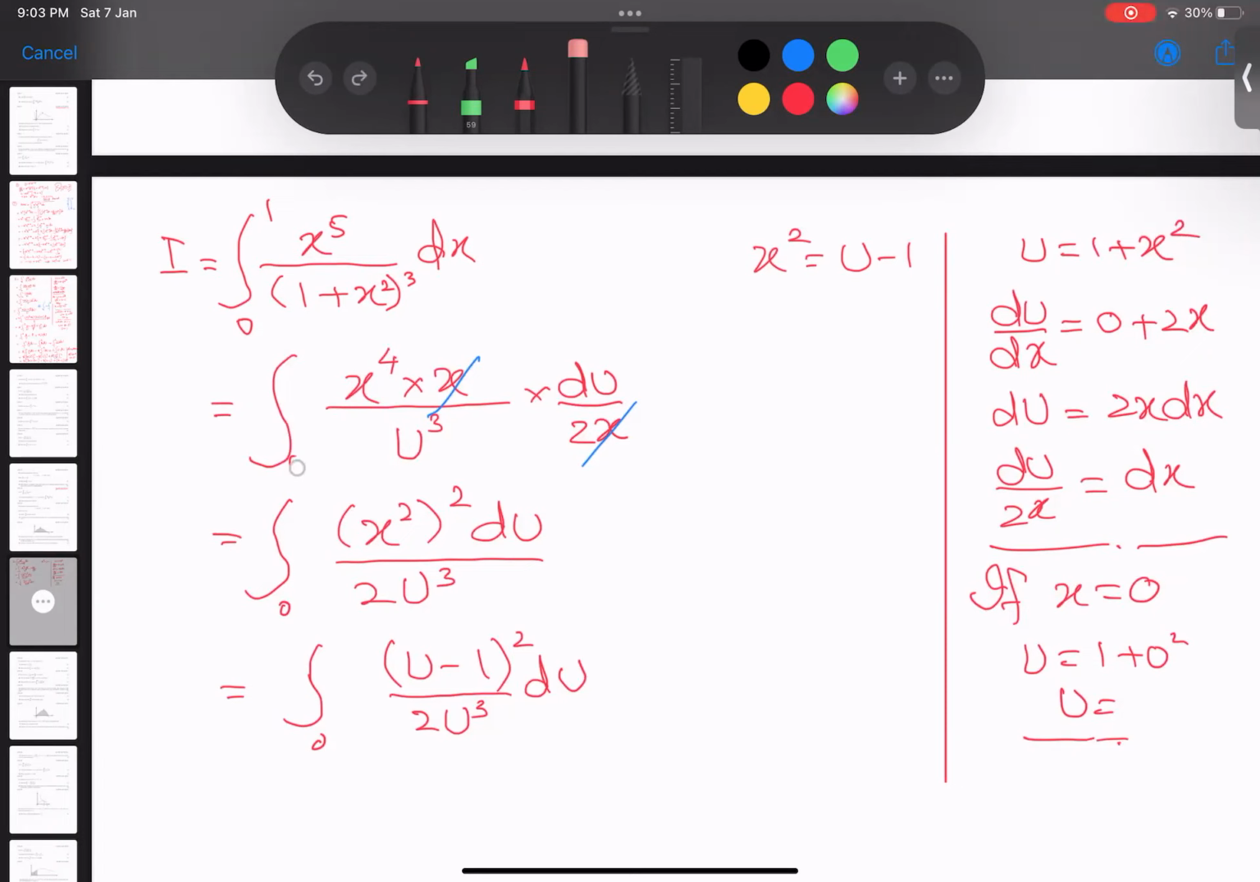So this is 1. I write 1 as the lower limit.